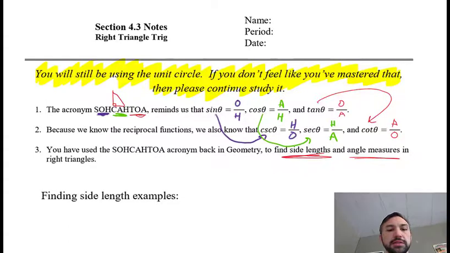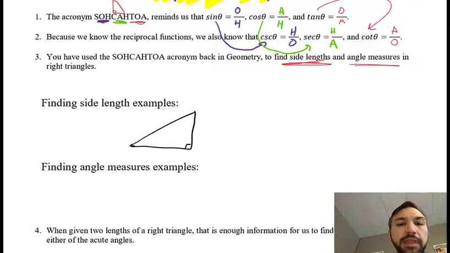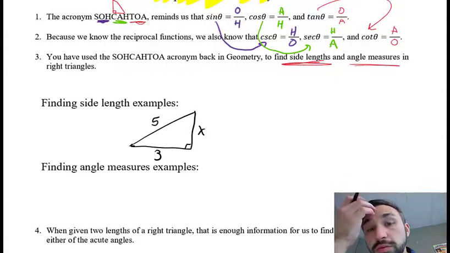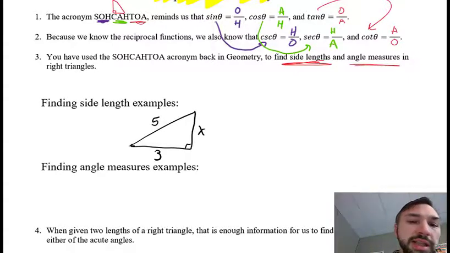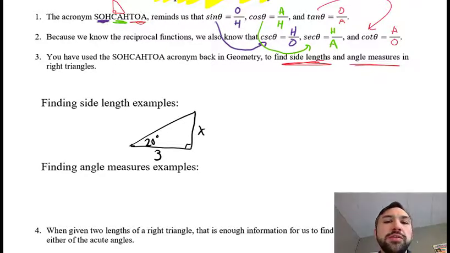Alright, so let's go ahead and do a couple of examples of finding side lengths, and then we'll do a couple examples of finding angle measures. Alright, so there's my right triangle, and let's say I wanted to find this side length. Well, I could tell you that this is 3 and this is 5, and you could use the Pythagorean theorem, and Pythagorean theorem is a great tool. We're still going to use it sometimes. But let's say I don't tell you this length, and instead I said, I don't know, maybe this angle here is 20 degrees. So I can't use the Pythagorean theorem, I don't have the right information for that, but I can do SOH CAH TOA.